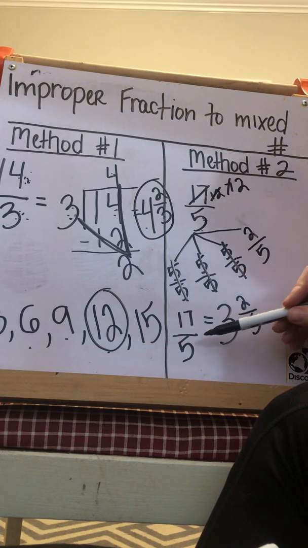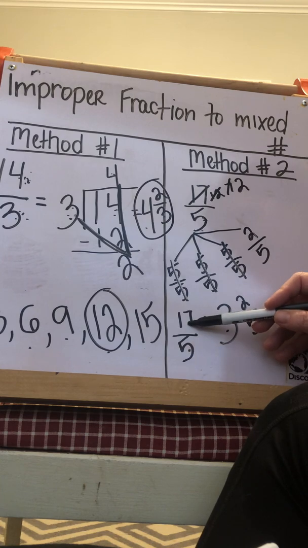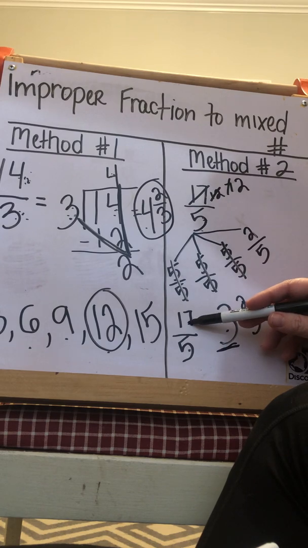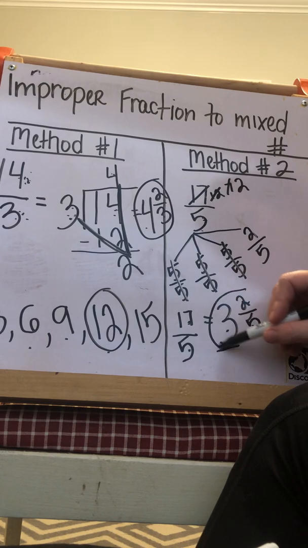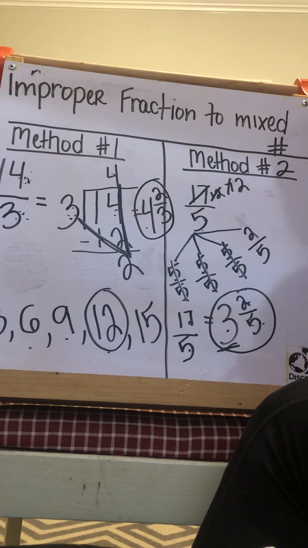Now, in my opinion, I just like to say, how many 5s can I fit into 17? And I know that I can fit 3, because 5 times 3 is 15. It takes 2 more to get to 17, and then my bottom number stays the same. So there's different methods and different ways that you can think about this. But it does take some practice, and it takes some getting used to.